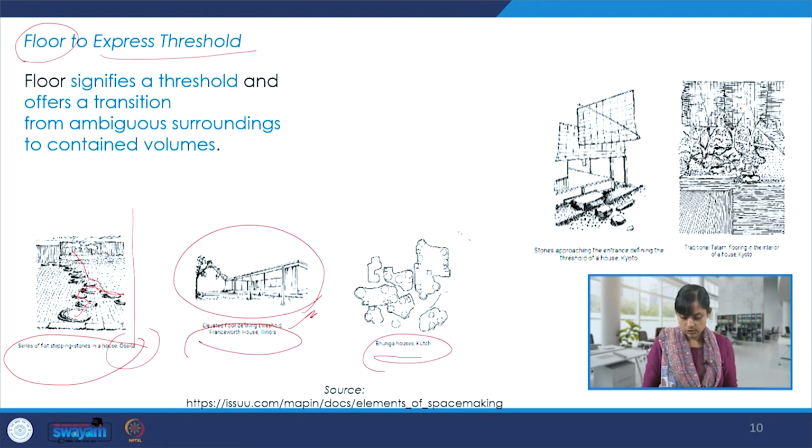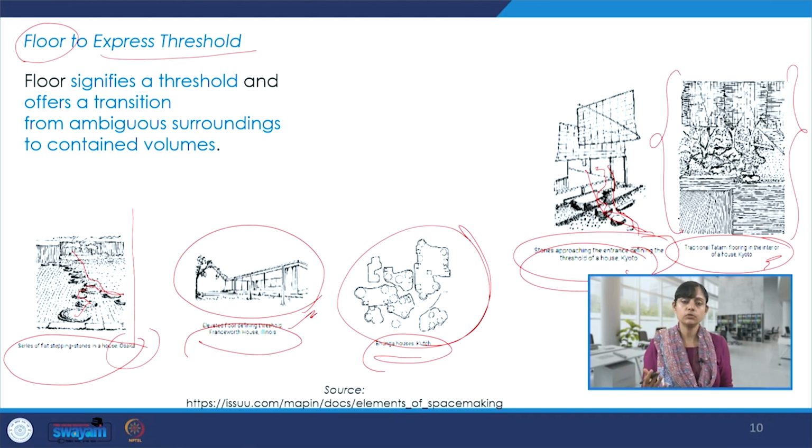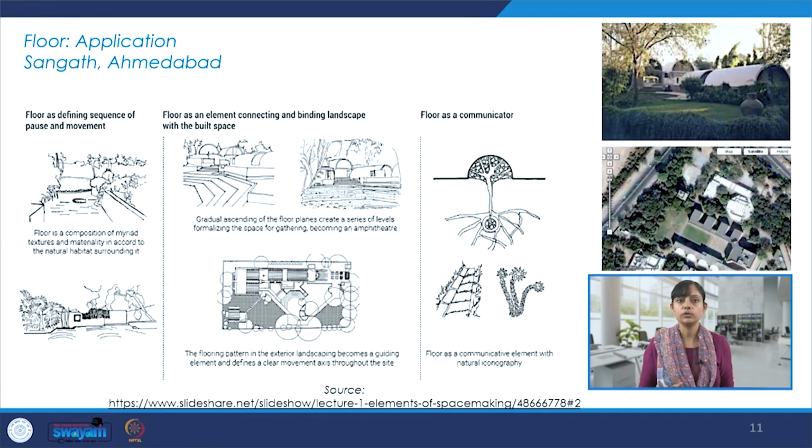This is a Bunga house of Kutch. We are seeing the plan. Here also we have very interesting details in terms of floor. And here there are these stones which are approaching the entrance. They make us approach the entrance. And they define the threshold. This is the house in Kyoto. Over here we see some traditional flooring in the interior house of Kyoto again. So it could express threshold and define volumes.